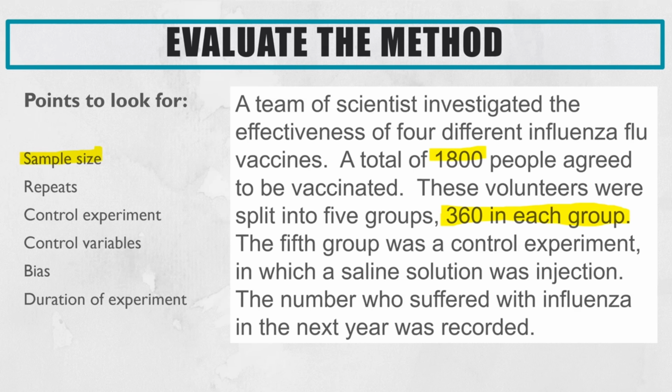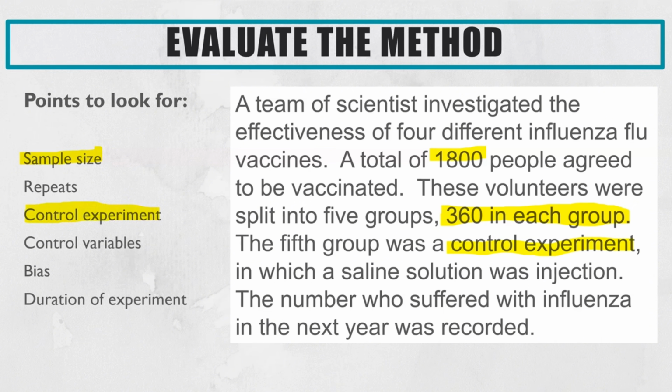So first of all, sample size. We're told here that a team of scientists are investigating the effectiveness of 4 different influenza vaccines. They had a total of 1,800 people, which was split into 5 groups, so 360 was our sample size. So you might comment that 360 isn't actually a massive sample size for a drug trial. That would be going against, in terms of evaluating the method, whether you trust it. The sample size is quite small.